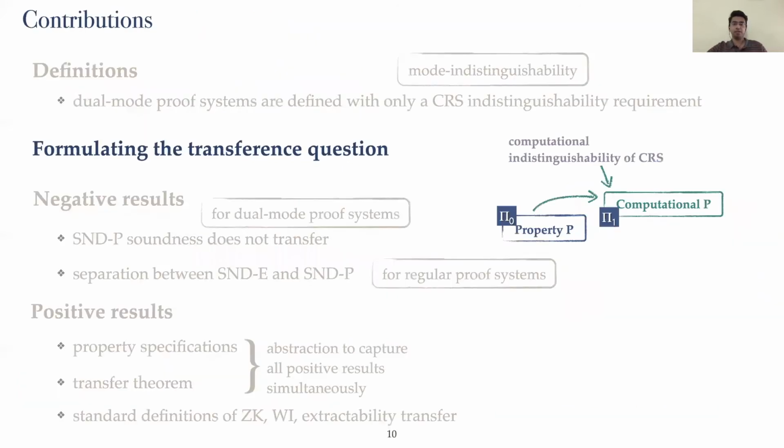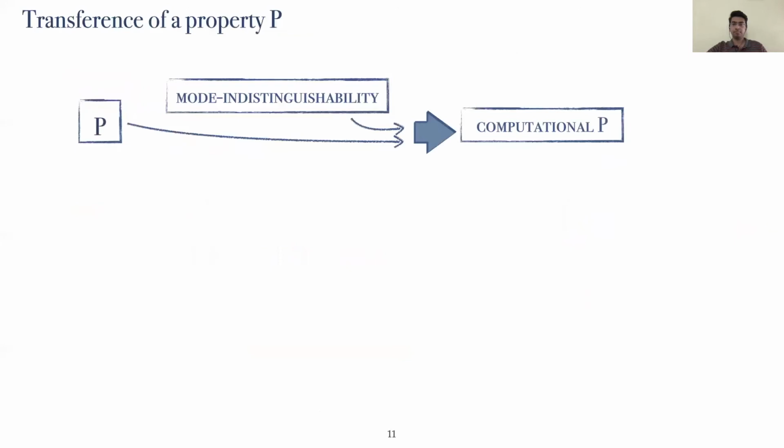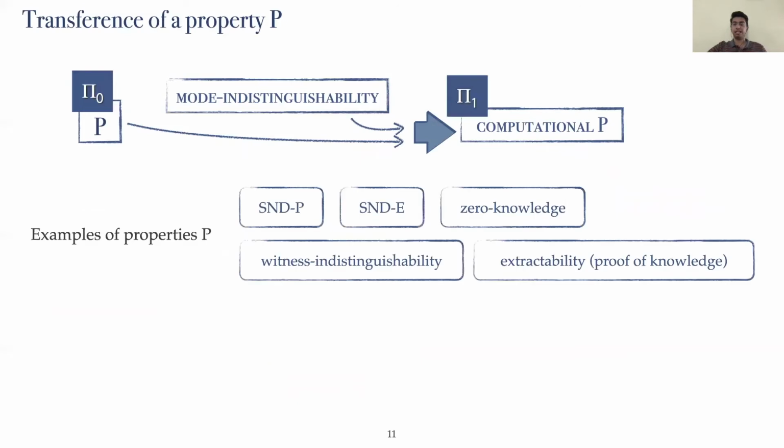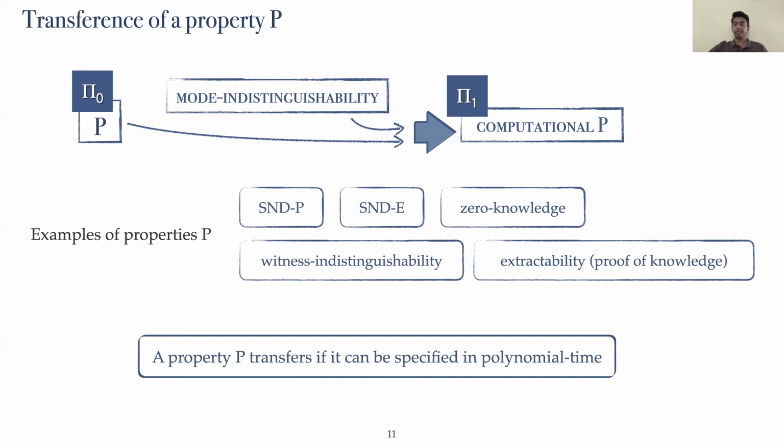We now move on to transference. As we have seen, transference refers to the scenario where we can conclude the satisfaction of the computational analog of a property P in one mode based on the satisfaction of the property P in the other mode and the mode indistinguishability of the dual mode proof system. Some examples of properties of interest are soundness, zero knowledge, witness indistinguishability, and extractability. We will see that a property P transfers if it can be specified in polynomial time.